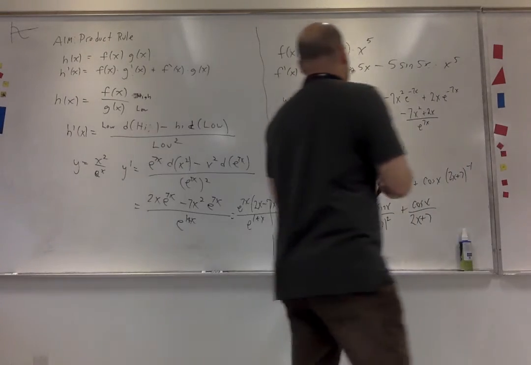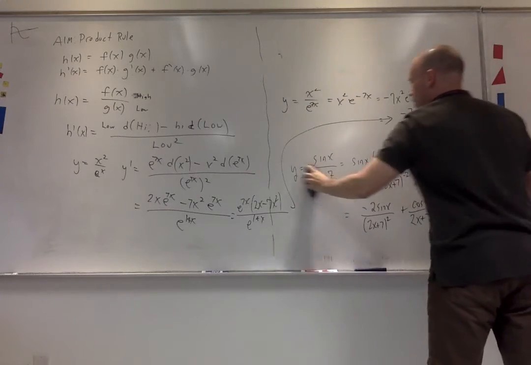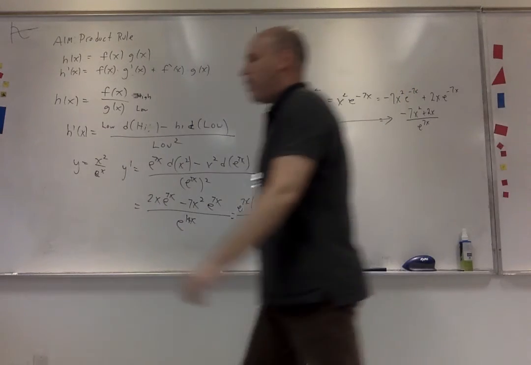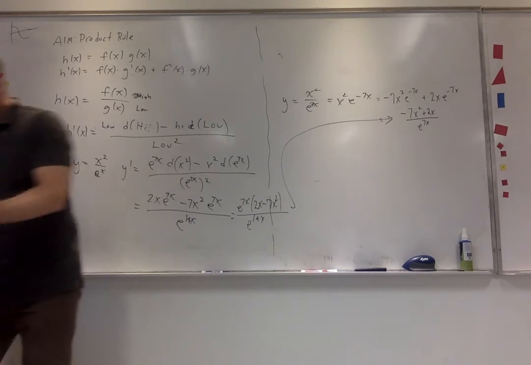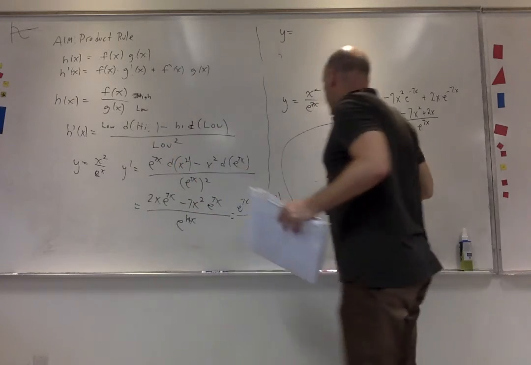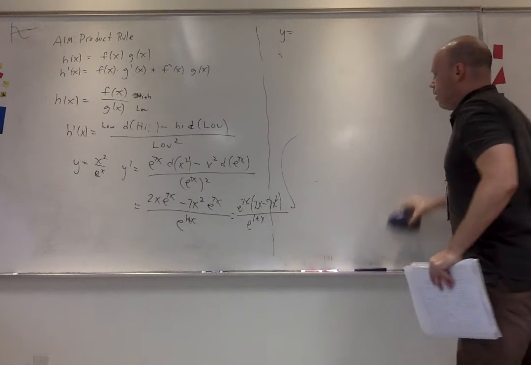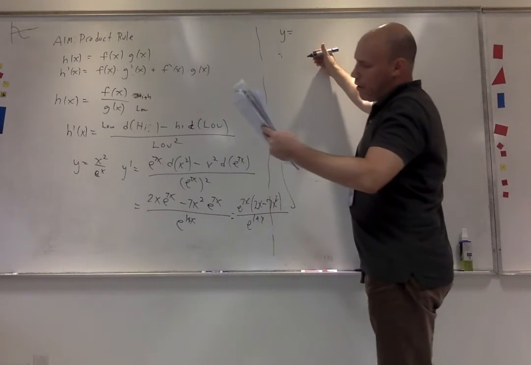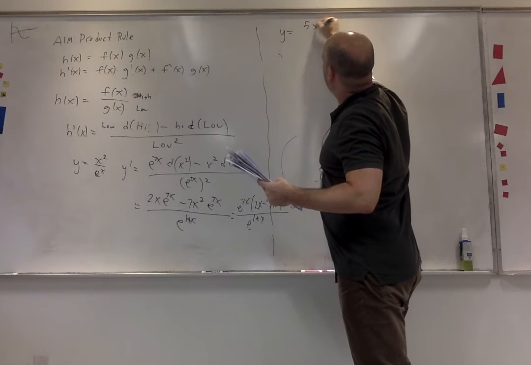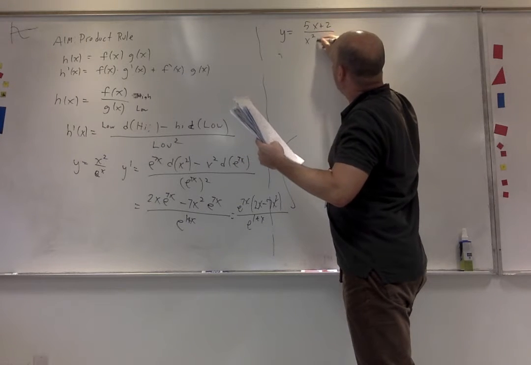What's the next example we had? The next example was, so y equals, I'm going to erase this. The next example, something easier we had, was 5x plus 2 over x squared plus 1.